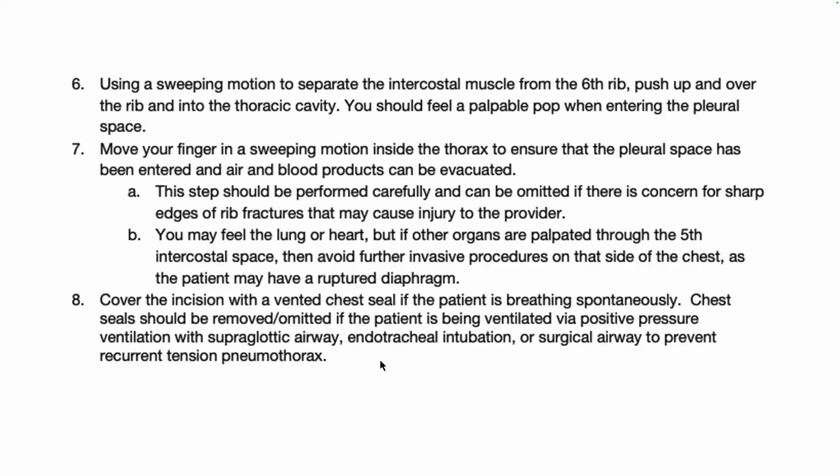We're going to use a sweeping motion to push through and separate that intercostal muscle from the top of the 5th rib. We're going to push up and over into the thoracic cavity, and you should feel a palpable pop when you enter this pleural space. Remember, there's that membrane lining the inside. There's the parietal pleura lining the inside of the ribs. We need to push through that too, not just between the muscle, but all the way through.